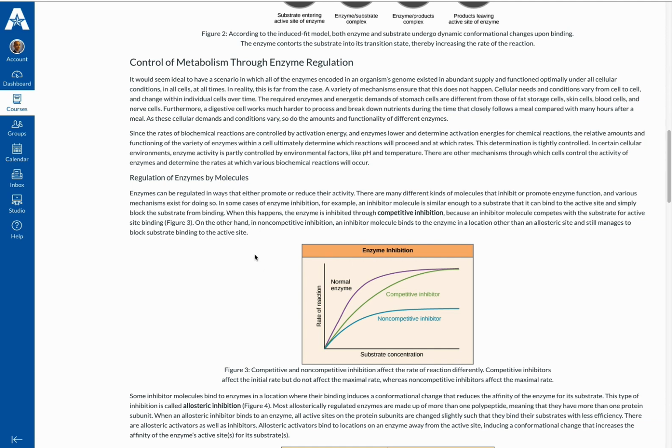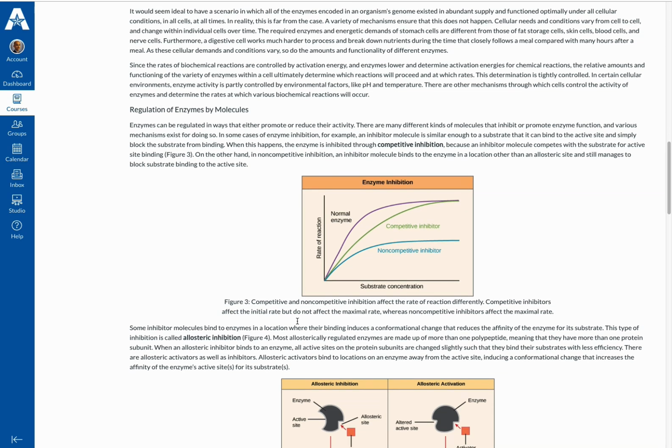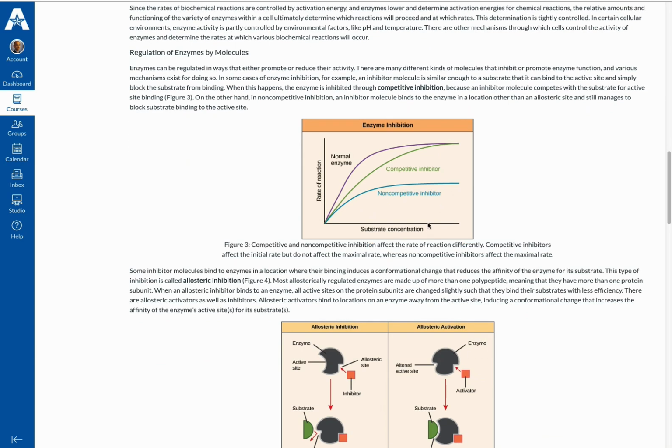Okay, so how do you actually regulate these enzymes? You can use inhibitors. You have competitive inhibition and non-competitive inhibition, also called allosteric inhibition. So competitive inhibition is when an inhibitor essentially competes for the active site on an enzyme. And this is not as effective as a non-competitive inhibitor, because if there's a lot of substrates out there, then that competitive inhibitor is going to have a harder time slowing down the reaction.